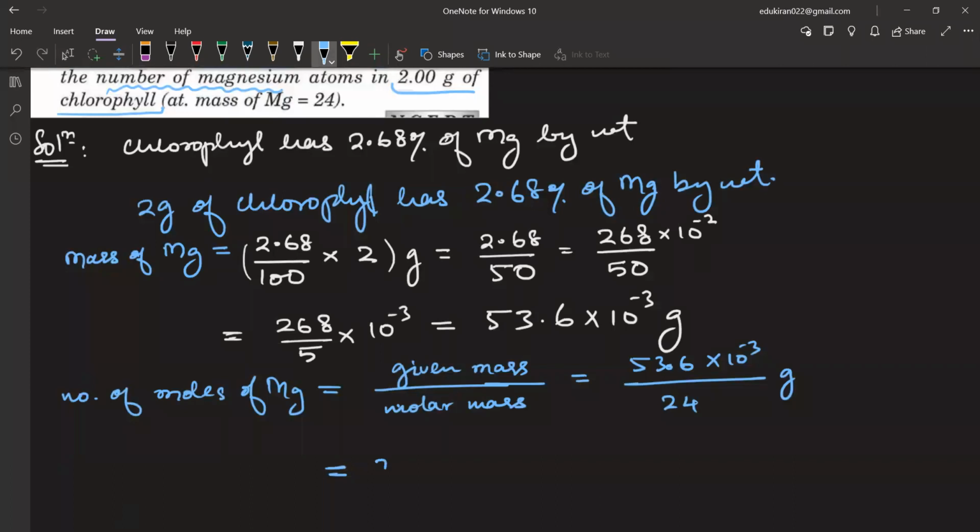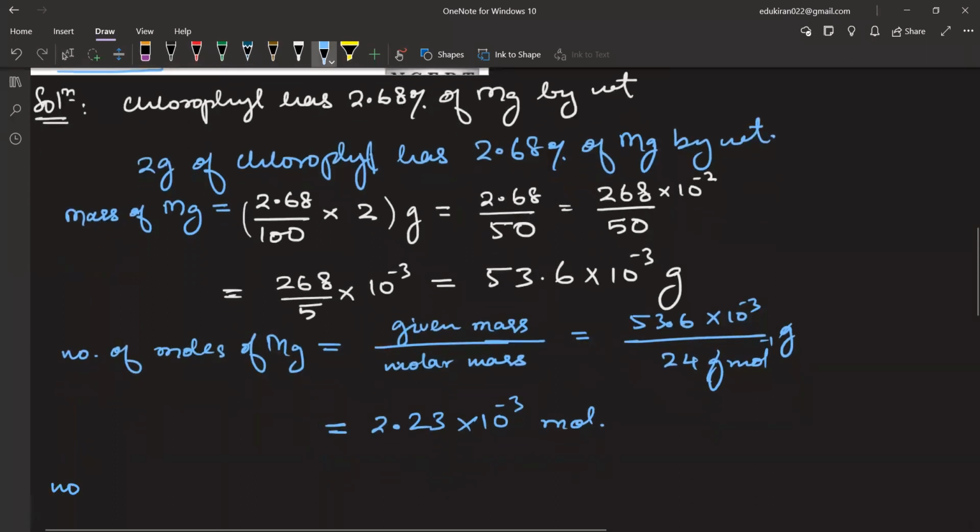So we'll get this somewhere around 2. Grams per mole, so this grams and grams will cancel each other. You get 2.23 grams, sorry, 2.23 moles into 10 to the minus 3 moles.